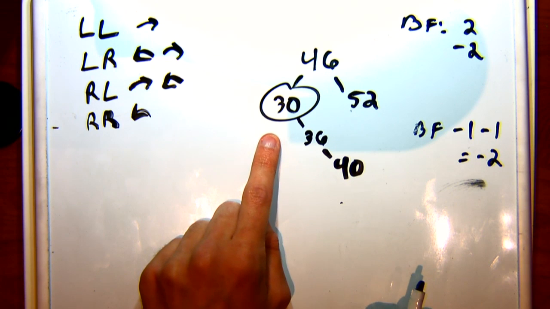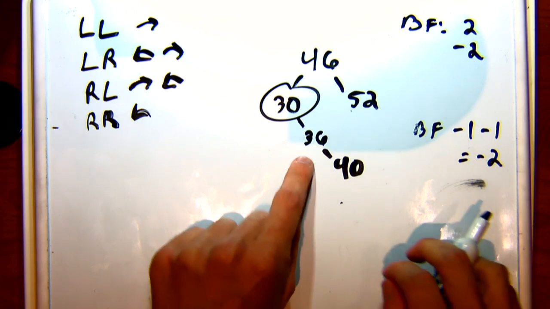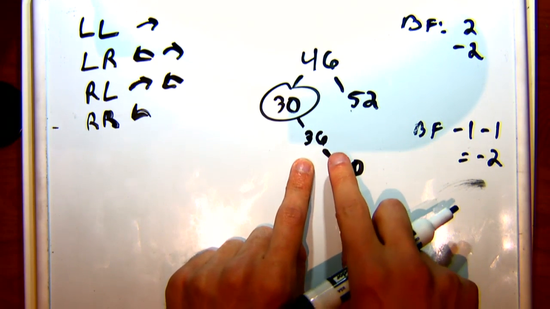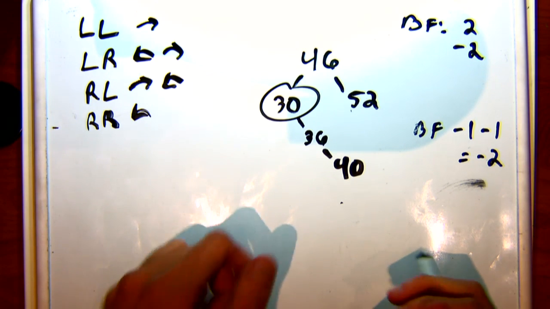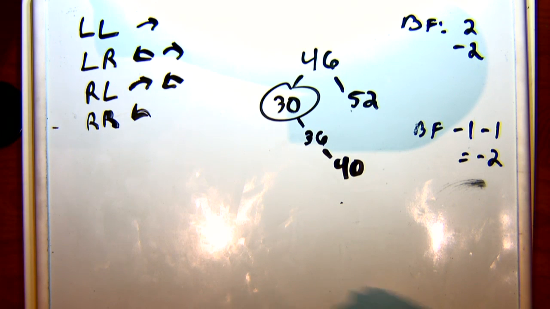What we're going to do with this single left rotation is pull 36 up to where 30 is, and 30 is going to fall down on the left-hand side, and 40 is going to fall down on the right-hand side. It's kind of like pulling up beads. You might have heard that analogy before. You just pull that 36 up, and everything else to the left and to the right is going to fall down into place.